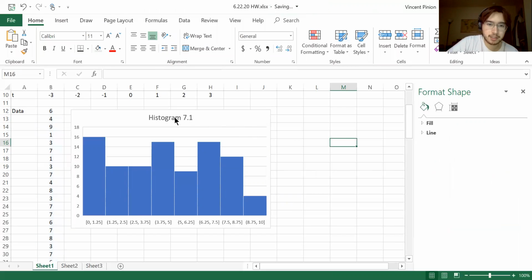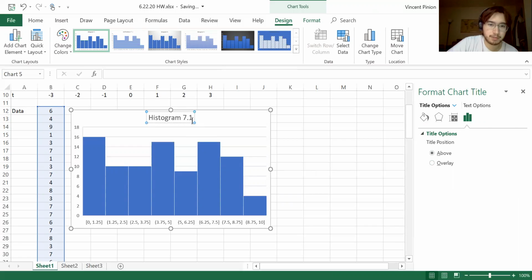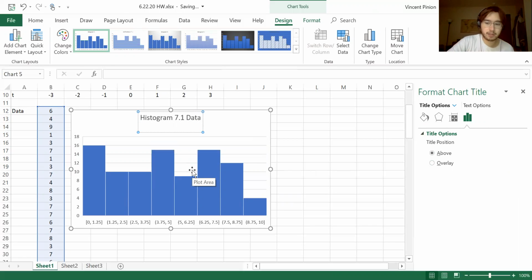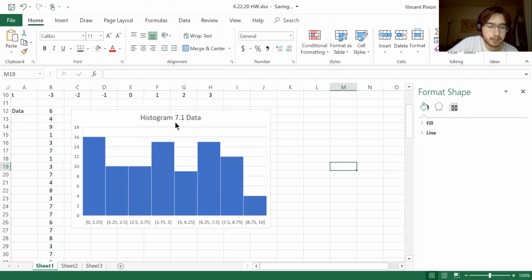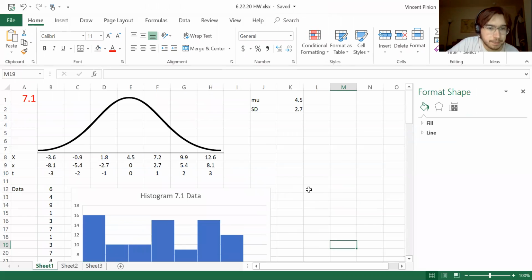And then I changed the title of it to histogram for 7.1. We can call it 7.1 data. And yeah, it was a uniform distribution. So it's supposed to look like a uniform distribution. Yeah. That's weird. Hold on. I guess that's fine. It's supposed to be flat.